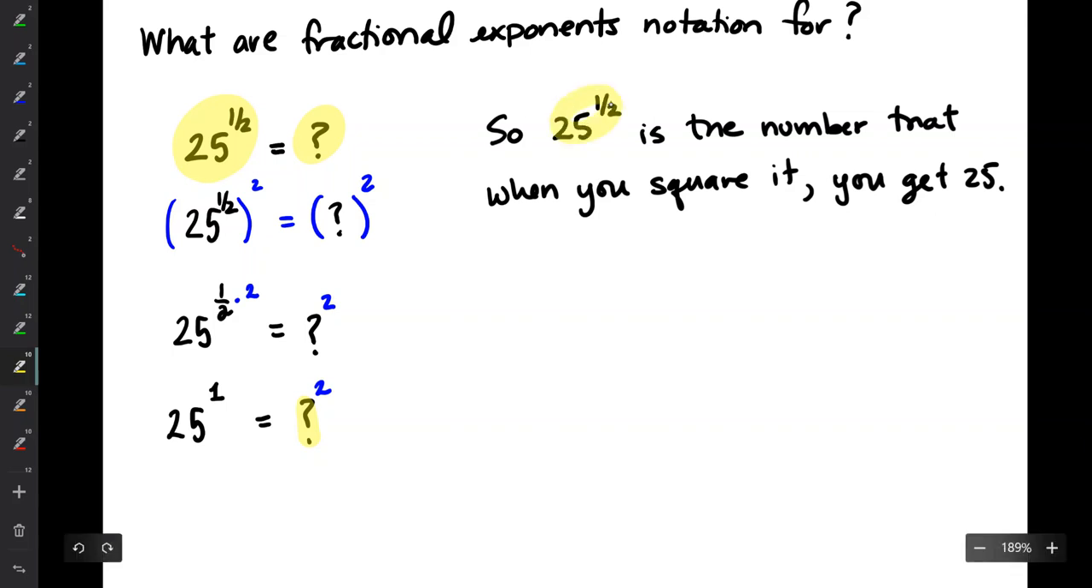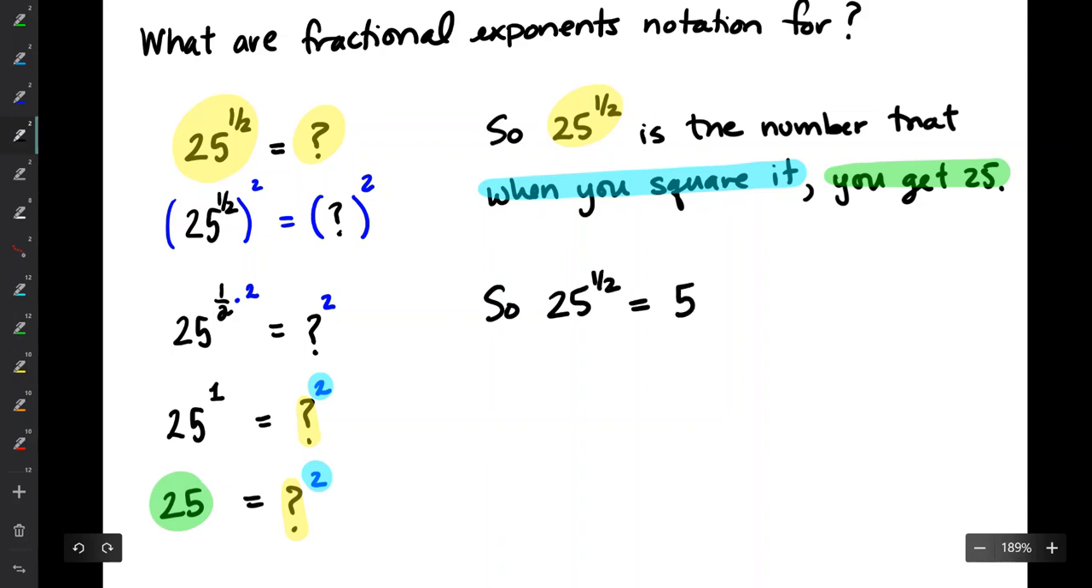Pause the video for a second and think about what that number might be. The yellow thing, when we square it, we're getting 25. 25 to the 1 is just 25. All right, so that number, 25 to the 1/2, is 5. Why? Because 5 squared is 25. So what 25 to the 1/2 is notation for is the square root.